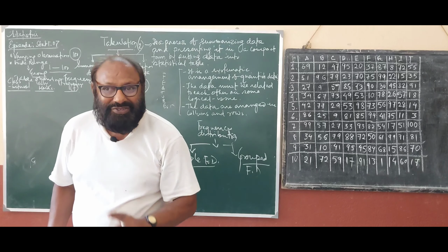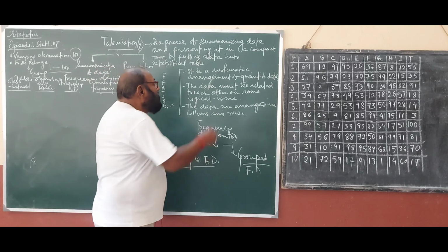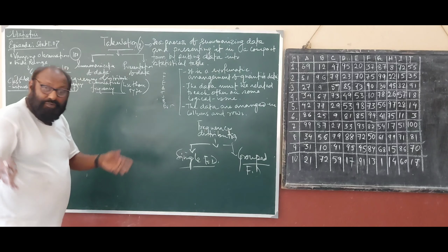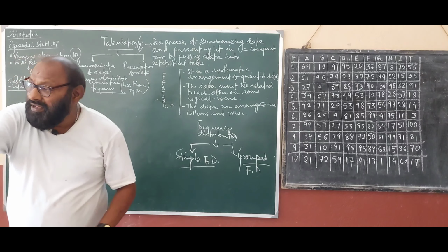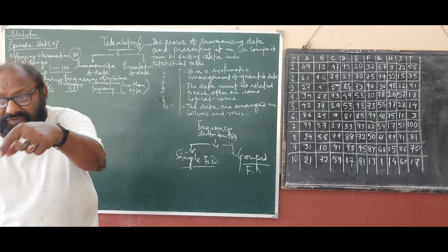Clear? So this is the first one, it is a statistical process. Now what type of process is it? It is a systematic arrangement of quantitative data. Data is quantitative, like 1 2 3 4 5 6 7 8. So quantitative is a quantity. There are two types of data. One is quantitative data and the other one is qualitative data.